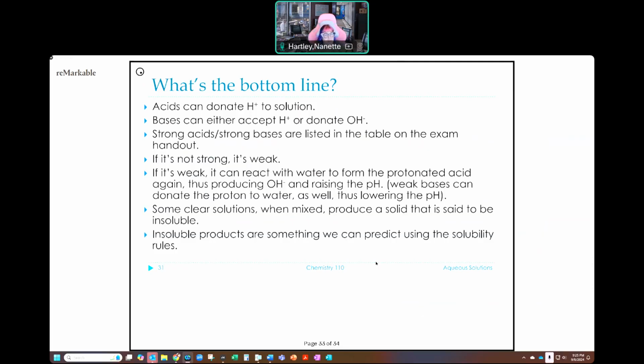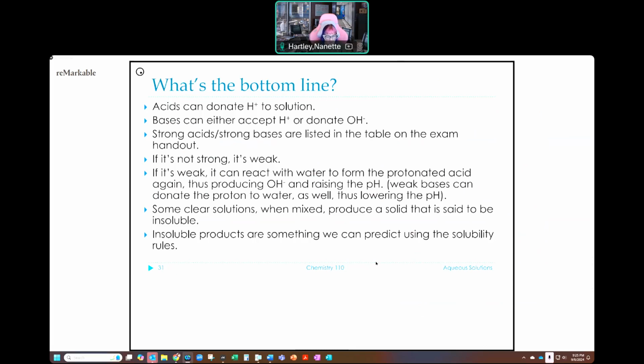So what are the things that I talked about today that actually matter to you? Acids can donate H plus to solution. Bases can either accept H plus or donate OH minus, either one. Strong acids and strong bases are listed in the table on the exam handout. If it's not a strong acid, it's weak. I don't care if it's in the exam handout or not. If it's not a strong acid, it's weak. If it's weak, it can react with water to form the protonated acid again, thus producing OH minus and raising the pH. Weak bases can donate their proton to water as well, thus lowering the pH.